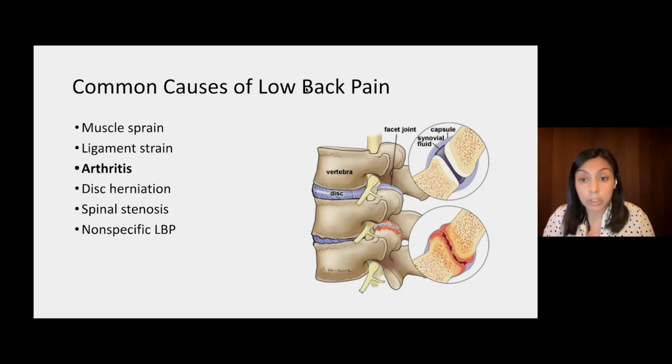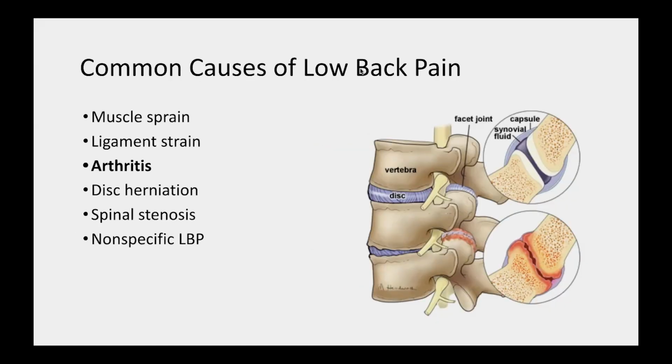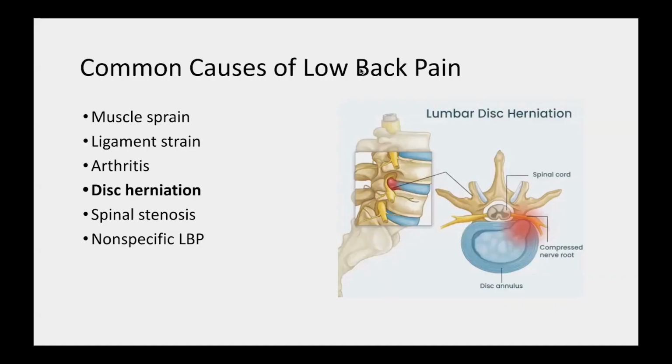So if you see on the top right image, we have an image of a facet joint that's relatively normal. And on the bottom right image, a facet joint that's a bit angrier and has some wear and tear associated with it. Due to this wear and tear, patients can have localized low back pain specific to the movement that they're completing. Next common cause of low back pain would be lumbar disc herniations. In our lumbar spines, we have these lumbar discs that are cushions, like I've mentioned, between our vertebrae.